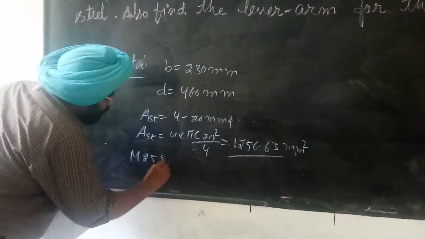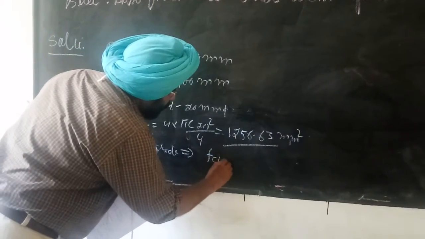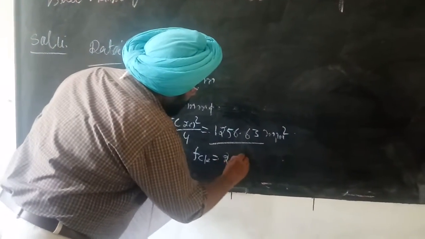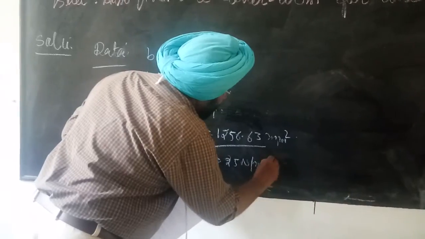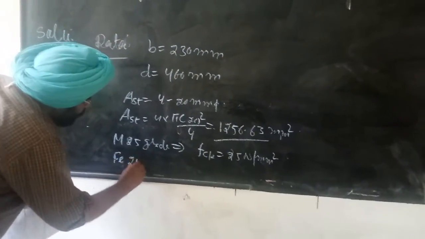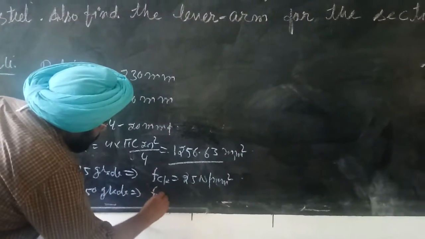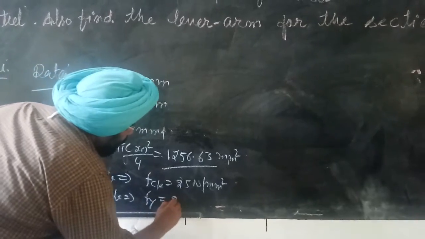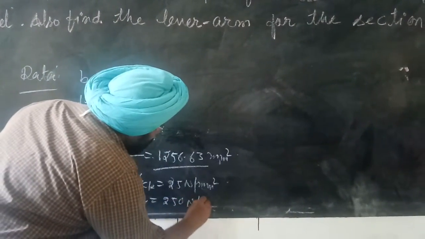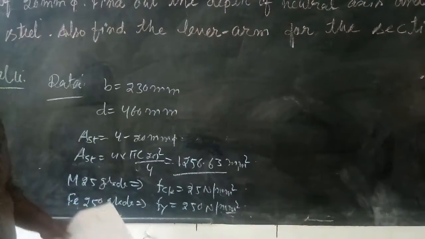Then the grade of the concrete is M25. M25 grade concrete means the characteristic compressive strength of concrete is 25 Newton per square millimeter, and the grade of the steel is Fe250 grade mild steel. So it means the characteristic strength of the steel is 250 Newton per square millimeter. So this much data is given to us.